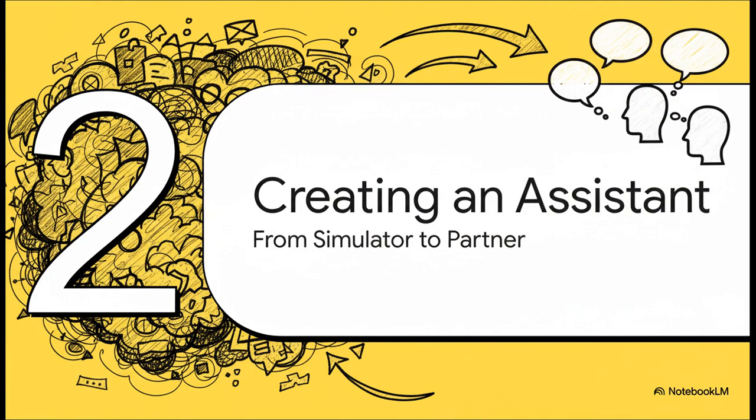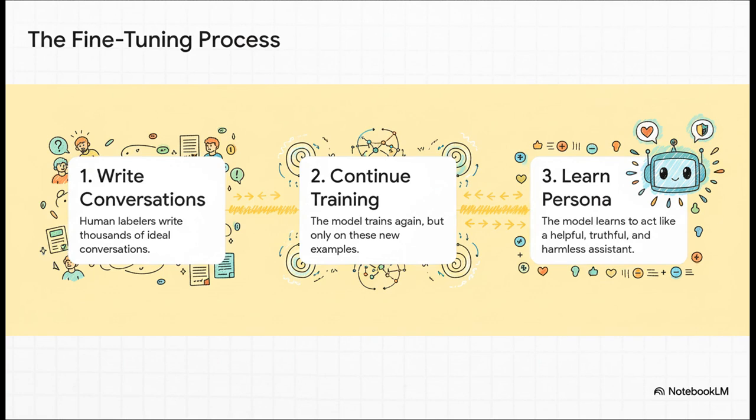Okay, so how do we go from this wild, untamed internet simulator to the helpful, conversational partner that we actually want to talk to? Well, that brings us to the second major stage, fine-tuning. This time around, the process is way more focused and much smaller. You have actual humans writing out thousands of high-quality, ideal conversations. Think of a question followed by the perfect, helpful answer.